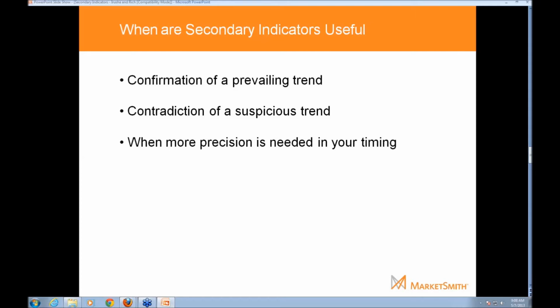Mm-hmm. And this final point on the precision, everybody knows the last couple of months in this market have been very choppy, very difficult. And if you're just going by price and volume alone, the volatility can make it kind of tough to time things right. So these secondary indicators can help you in some of those cases as well.